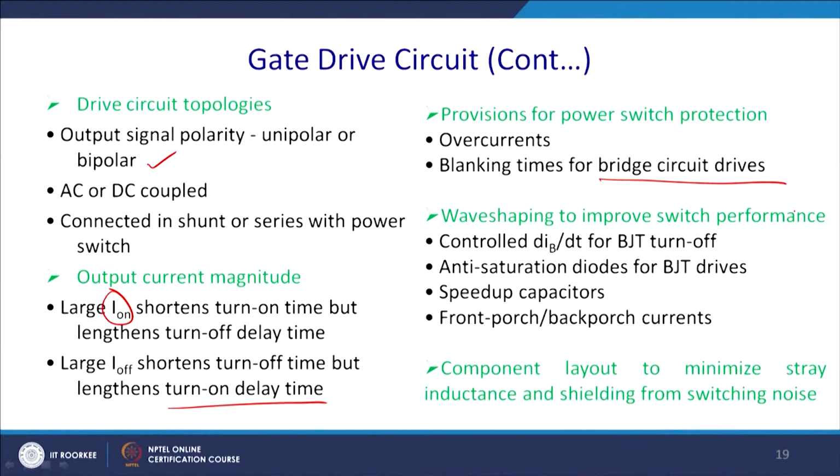Wave shaping to improve the switch performance. Control di/dt for BJT turn-off. You have to see that the base current of this BJT is within control. Anti-saturation diodes for the BJT drives. We have to ensure that it does not go into the saturation region, otherwise the gate loses its control. We want all the devices to operate in the active region, especially the BJT, otherwise the gate loses its control.